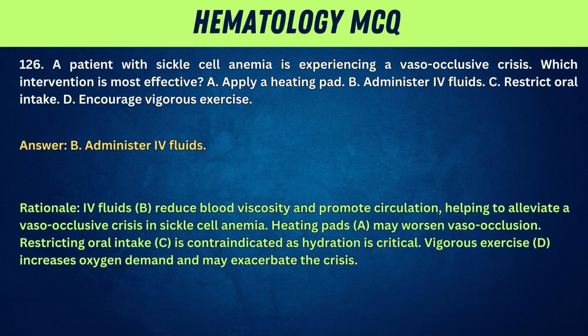Rationale: IV fluids, B, reduce blood viscosity and promote circulation, helping to alleviate a vaso-occlusive crisis in sickle cell anemia. Heating pads, A, may worsen vaso-occlusion. Restricting oral intake, C, is contraindicated as hydration is critical. Vigorous exercise, D, increases oxygen demand and may exacerbate the crisis.